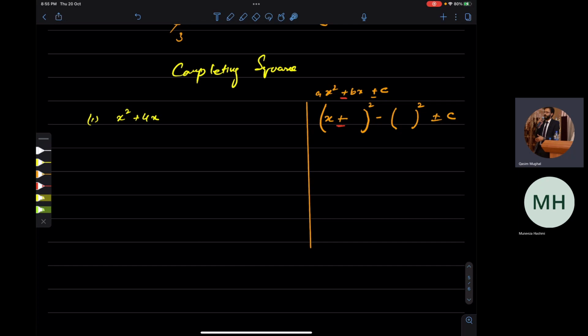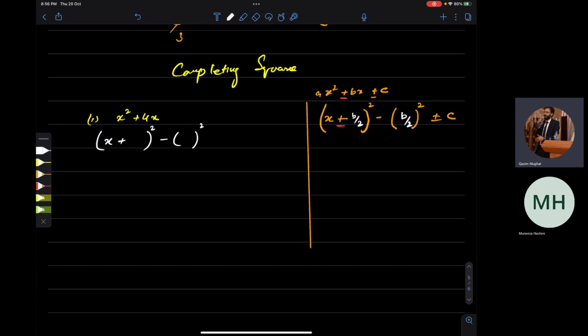I'll be doing two examples for you. So we have the linear term here that has a positive sign, so I'll be doing it with the positive one. So x plus blank, and then the square minus blank square, and there is nothing to copy down from here. There is no constant term, so I'll leave it as it is. All right, so what do we put in here? Half of the coefficient of the linear term. So b by 2 comes down in here.